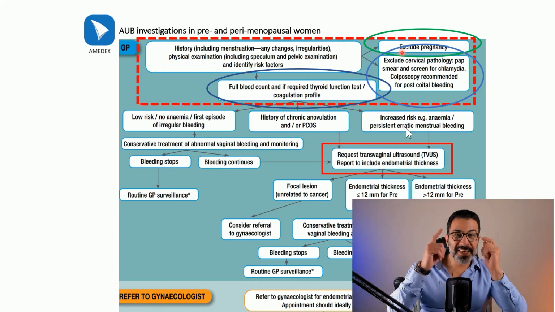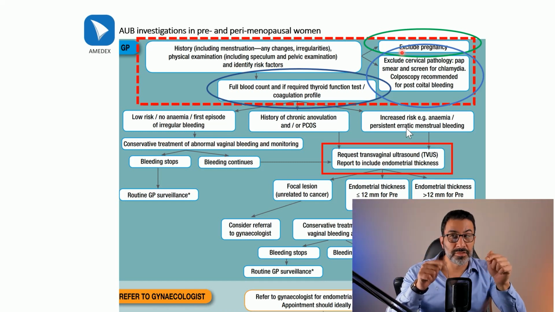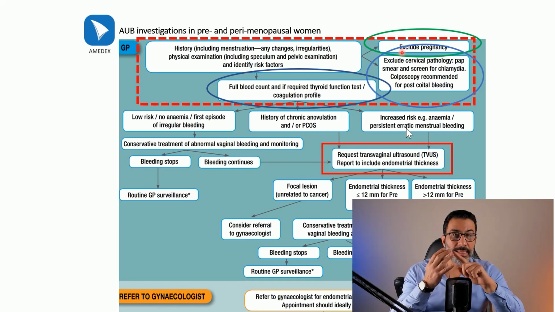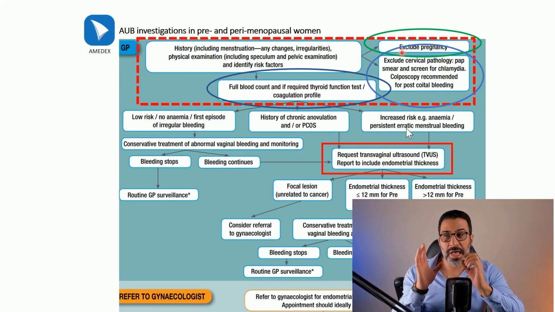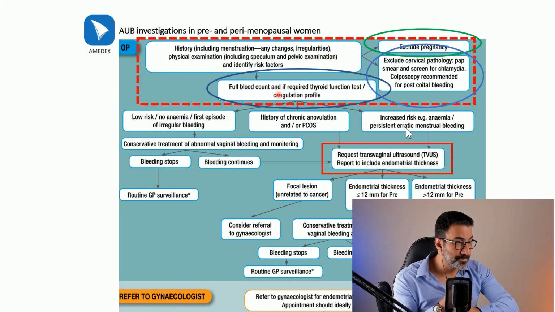So the things you need to consider for your exam as correct options are exclusion of pregnancy, full blood examination, pap smear, and when it comes to imaging, transvaginal ultrasound. If the patient has some contraindication to transvaginal ultrasound, for example she's a virgin, we just consider transabdominal ultrasound instead, but the accuracy is decreased.